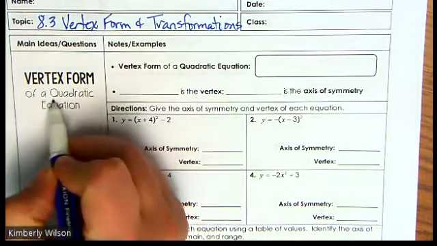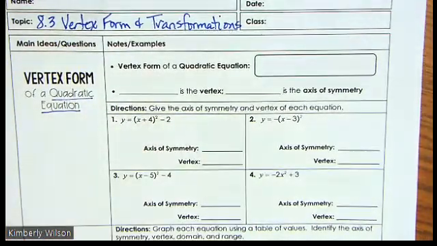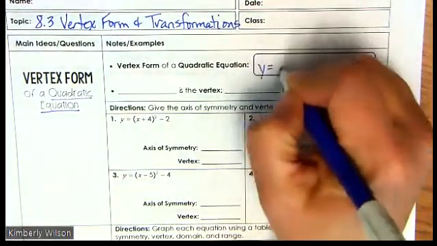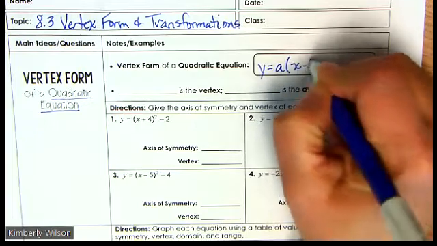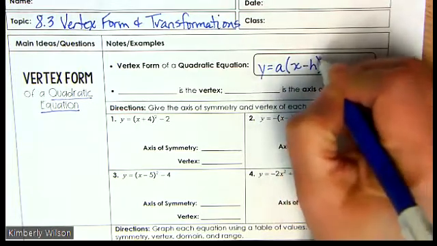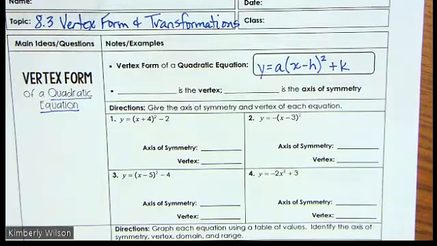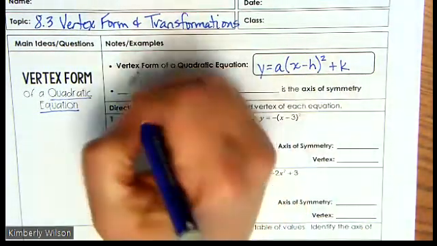It is the form for a quadratic equation. What that actually looks like is y equals a, open parentheses, x minus h, close parentheses, squared plus k. Now let's talk about what all of these letters represent. The new letters we're used to seeing are the h and k.